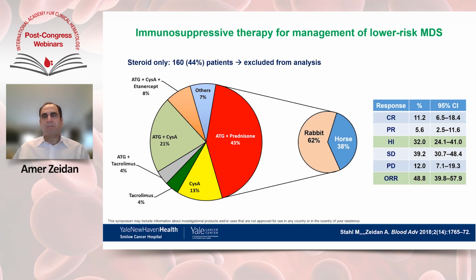So moving from luspatercept to immunosuppressive therapy, we and others have shown that immunosuppressive therapy with cyclosporine and ATG can help patients with MDS, especially those with lower risk disease and hypoplasia. You can see that the CR rate is 11%. This was a retrospective analysis. There have been a number of prospective studies as well. And this is, I think, an underused treatment option for lower risk MDS that can be considered, especially in cases where other treatment options have not worked.